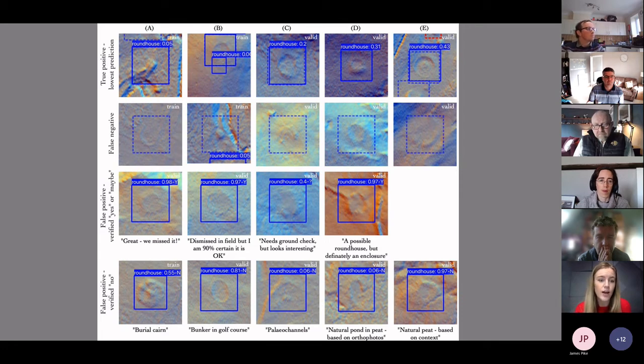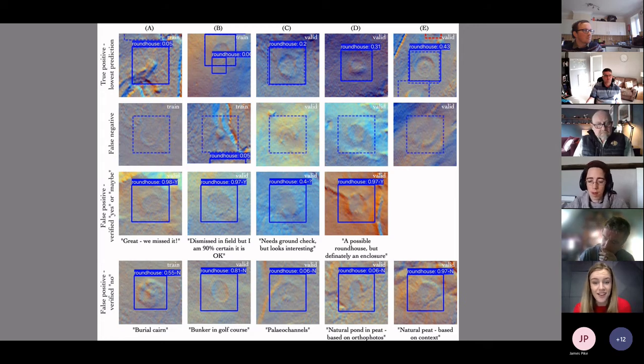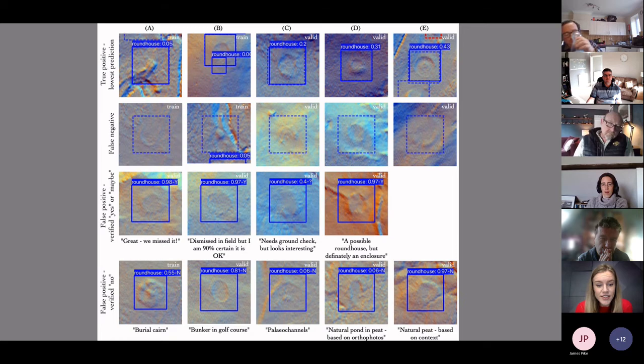Then on the second row below that, you can see that all these examples were missed by the AI. So these were all false negatives. They are very, very faint roundhouses, definitely examples where a manual interpreter could miss them, or could still find them. Then the interesting row is the third row, where those are the examples that the AI found and that the manual interpreters missed. So that's really fun to see come back.